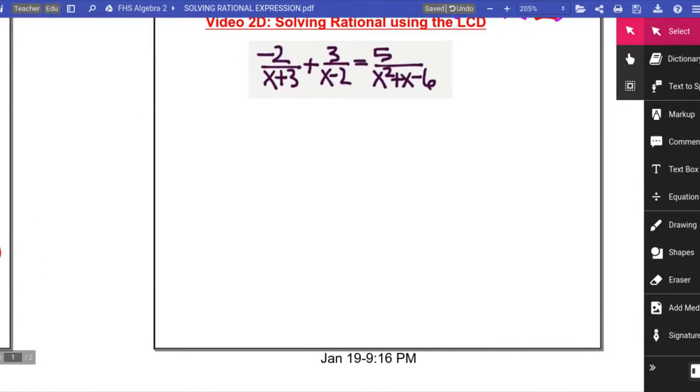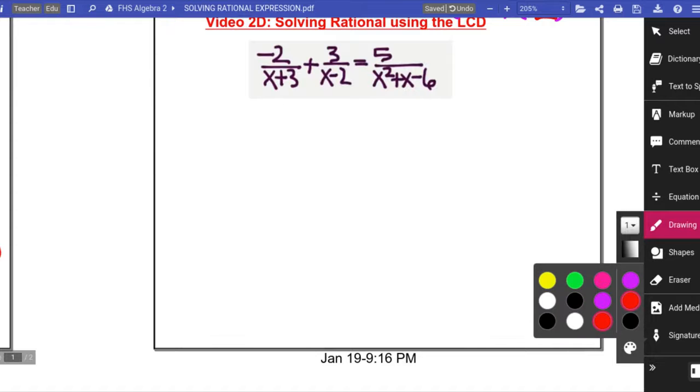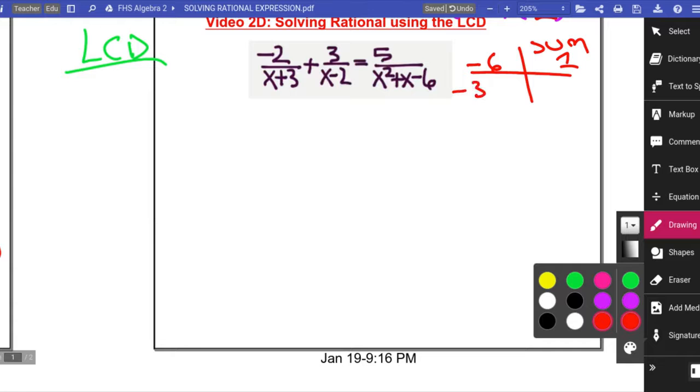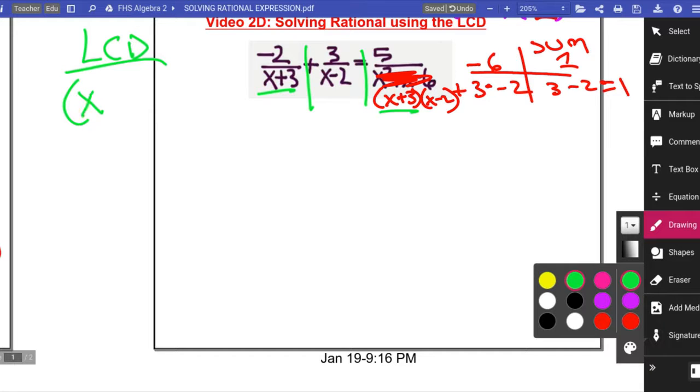All right, so with this one, always start with the LCD. It looks like we need to break this down. I'm looking for 2 numbers that multiply to negative 6 but add up to 1. I can think of positive 3 and negative 2, because if you add those two, you get 1. So you have x plus 3, x minus 2. All right, let's look for the LCD. Boom, boom. This one is common, so therefore one of my LCD factors is x plus 3.